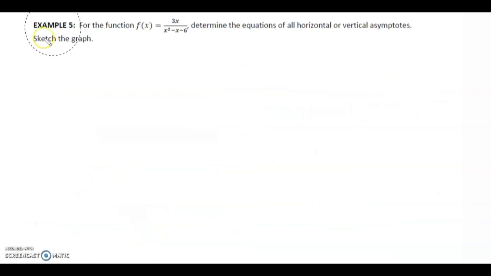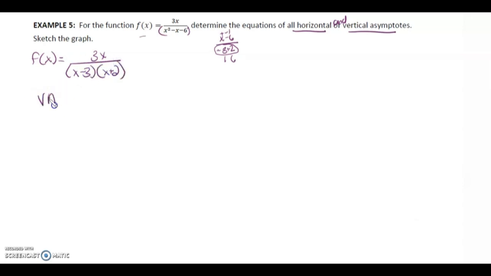Example 5. So let's bring this together. For the function f at x equals 3x over x squared minus x minus 6, determine the equations of all horizontal or vertical asymptotes. And then we're going to sketch the graph. First, let's factor the denominator. What two numbers multiply to negative 6 and add to negative 1? We can have 1 and 6 or 3 and 2. So we get negative 3, positive 2. We have f at x equals 3x over (x minus 3)(x plus 2). So the vertical asymptotes are x equals 3 and x equals negative 2.